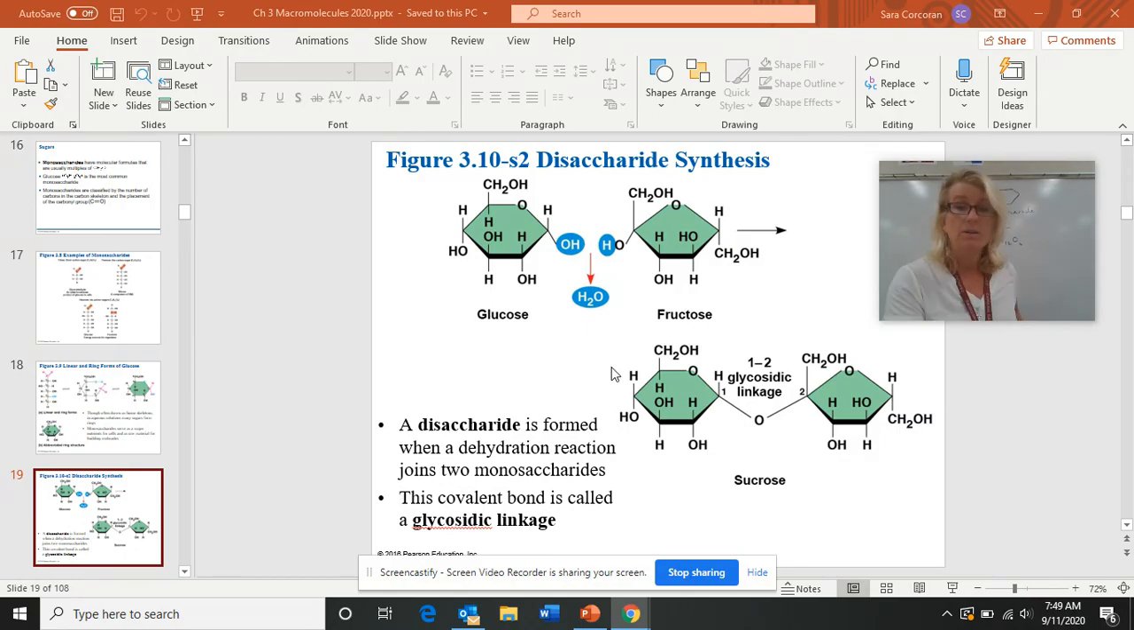And we already have learned that when 2 monomers join together, it's through a process called dehydration synthesis, where we actually squeeze out a molecule of water. And you can see here where the atoms come from that make up the water molecule.